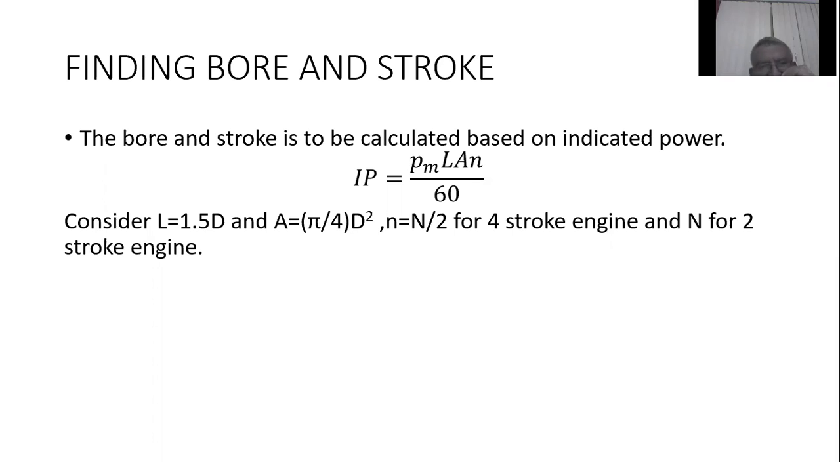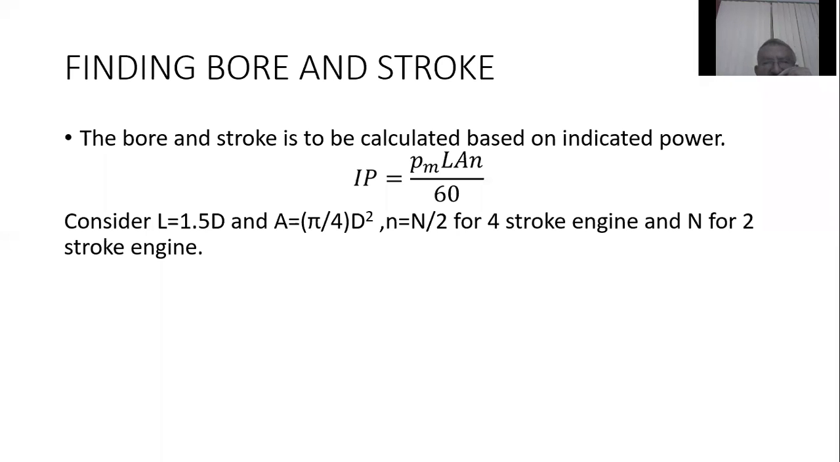And then L is the stroke length, A is the area of the cylinder, and N is the number of power strokes that we get in a cycle. That's why the small n will be N by 2 for a 4-stroke engine, because in 2 revolutions you will be getting 1 power stroke, and capital N for a 2-stroke engine, because in every revolution you are getting a power stroke. And usually we take the stroke length as 1.5 times the bore diameter.